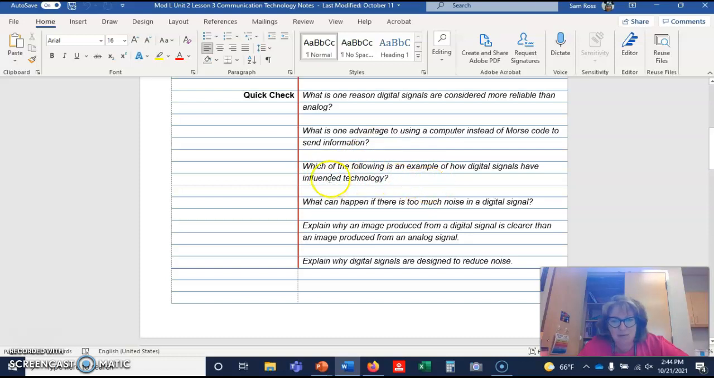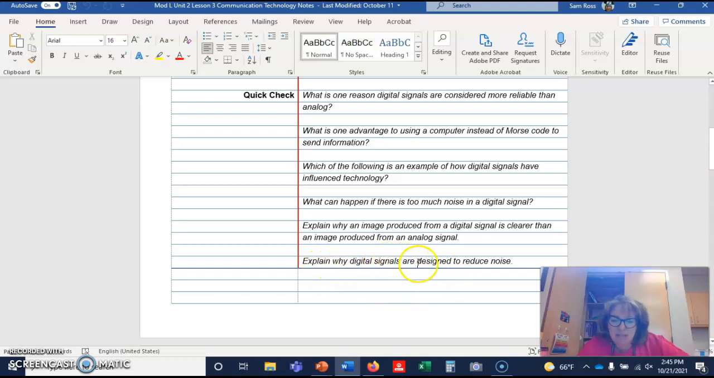I'd really love to discuss these with you because you are super smart. Which of the following is an example of how digital signals have influenced technology? It'd be lovely to have a list to look at, and I have no idea. So you'll just have to use your best judgment, which you're very good at. What can happen if there's too much noise in a digital signal? Not much. It's not affected by the noise. Explain why an image produced by a digital signal is clearer than an image produced by an analog signal. Might have something to do with the noise, but I'm not sure. If there's any noise in an analog signal, it's basically not the same signal it started as.